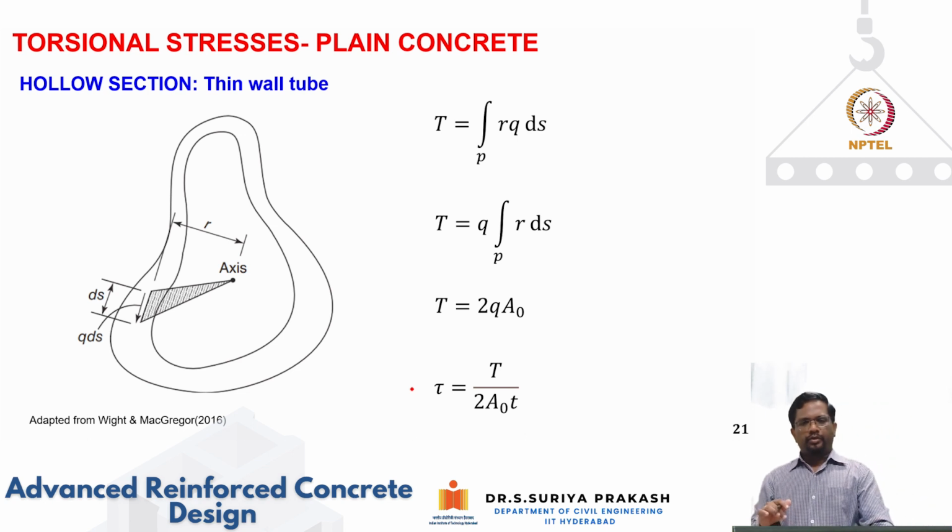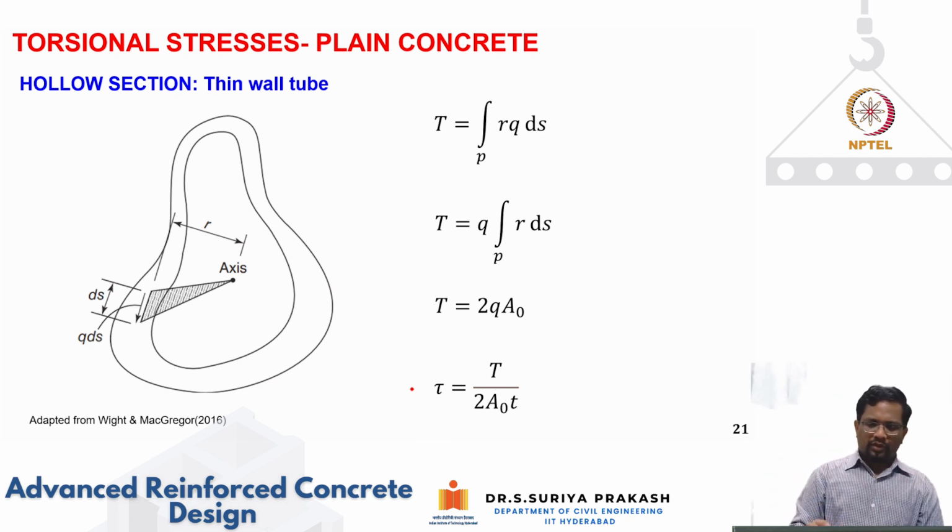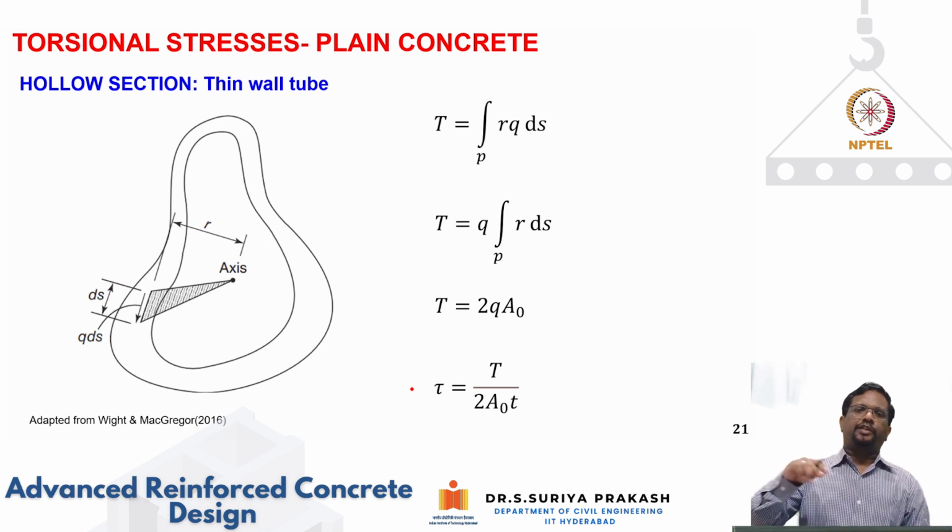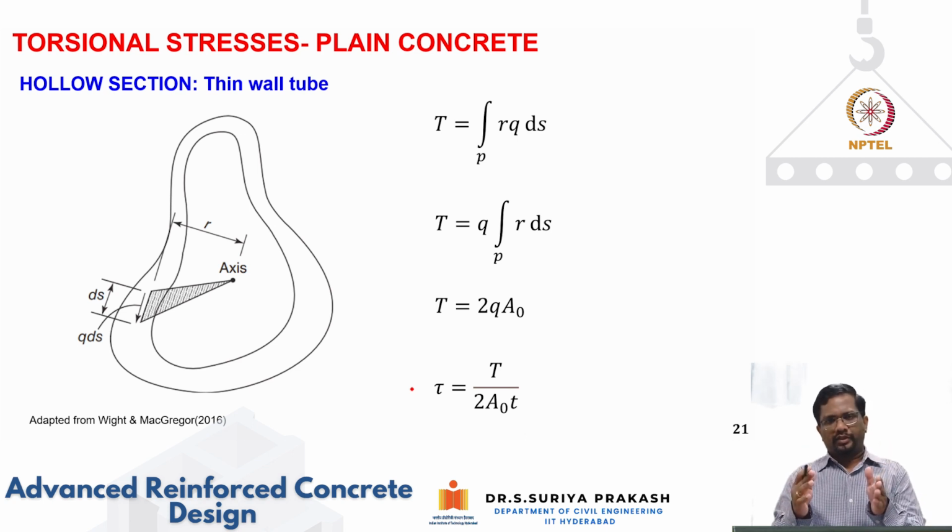Now, why we are going to use this is we are going to find an expression for shear stress in terms of a thin tube theory, because we have found that the shear stresses are maximum around the periphery of the cross section. So there's a theory that says that even for a solid section, I can assume this to be a thin tube, and in a simplified way, I can calculate the resistances or the shear stresses. So that is the idea.